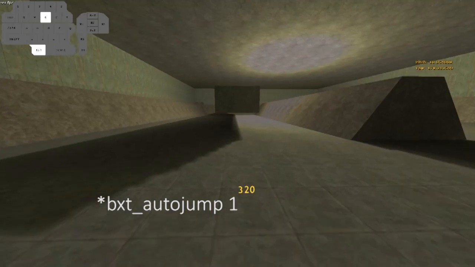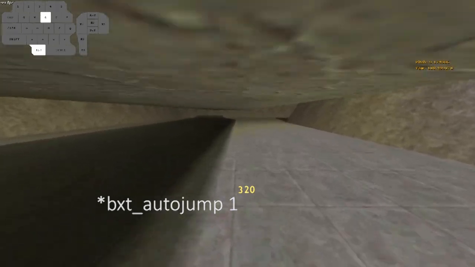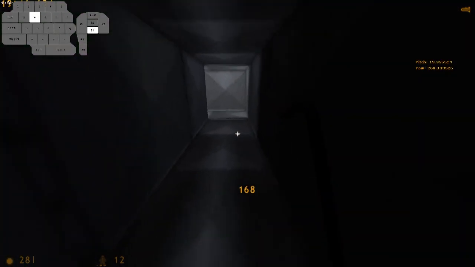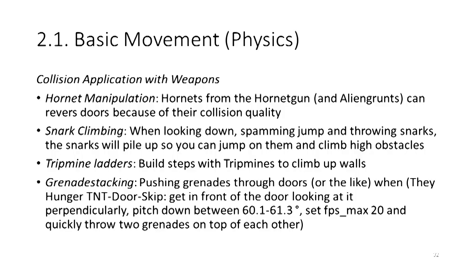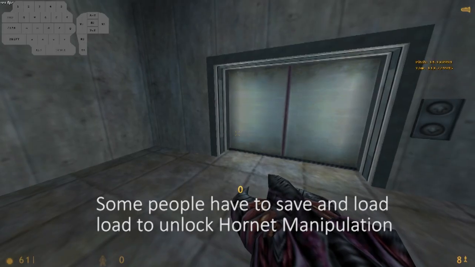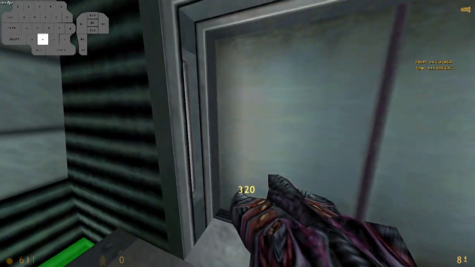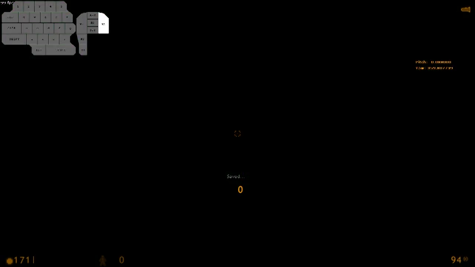When touching ceilings, you lose no speed at all. This makes it possible to, for example, bunny hop in vents, while it might still be difficult to time your jump inputs or avoid touching the sides. Some of your weapons have collision qualities and can be used for tricks. Hornets, for example, act like physical objects, making it possible to open and close doors, blocking their movement. Also, they are used for a fast teleport to Zen in Lambda Core.